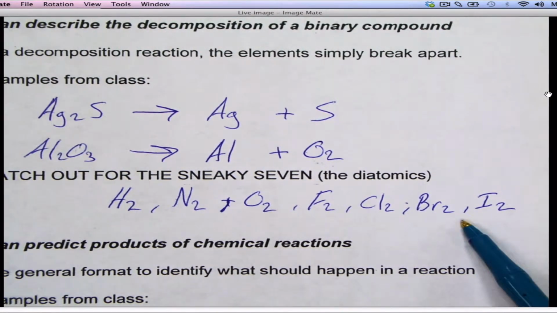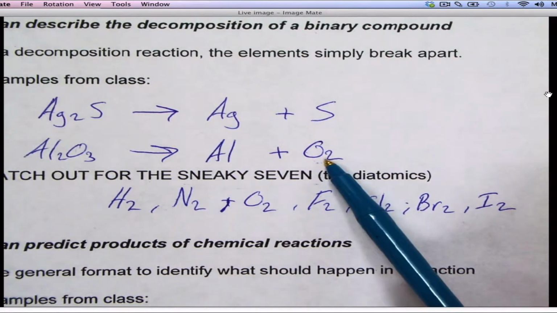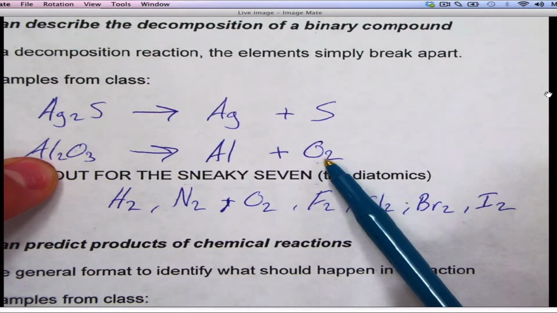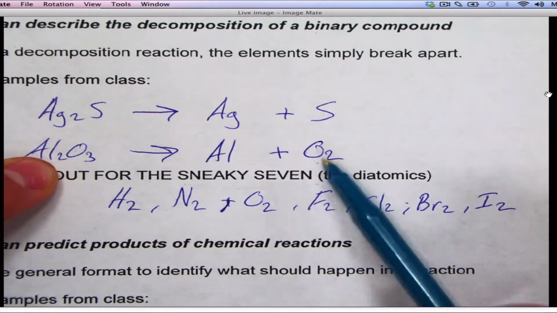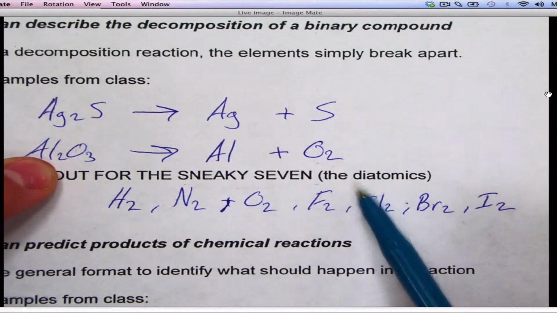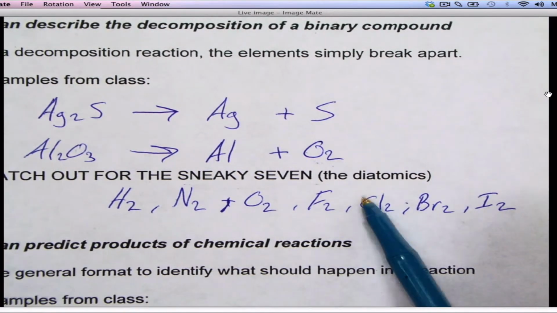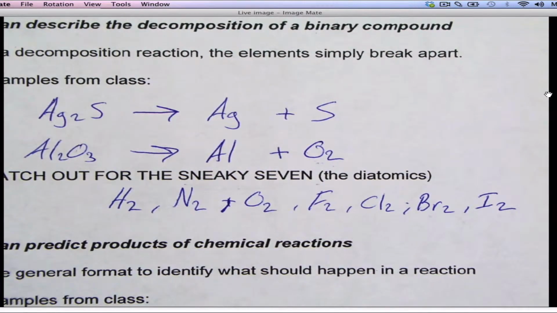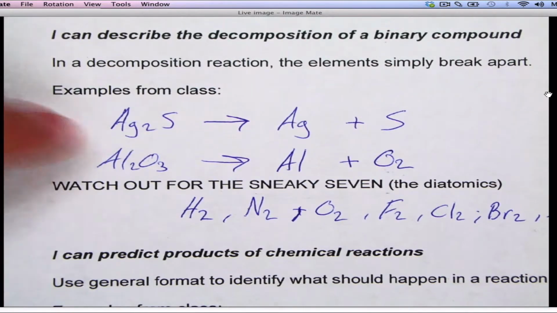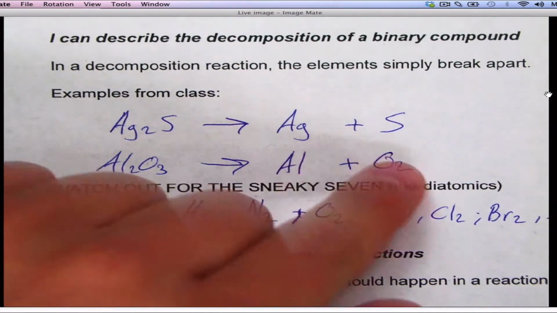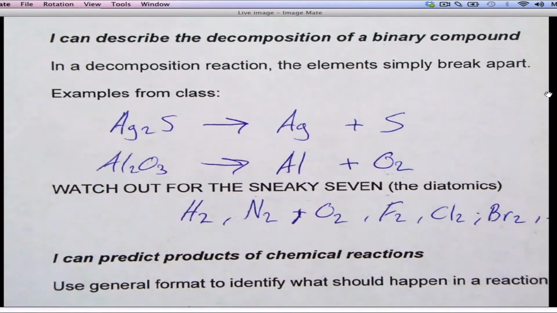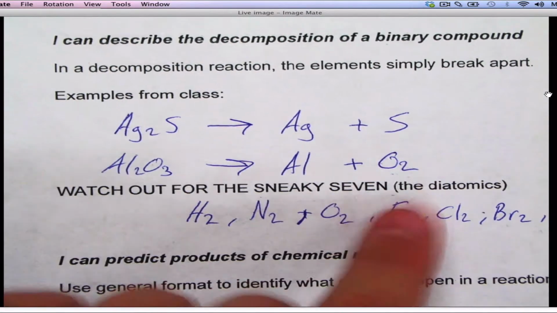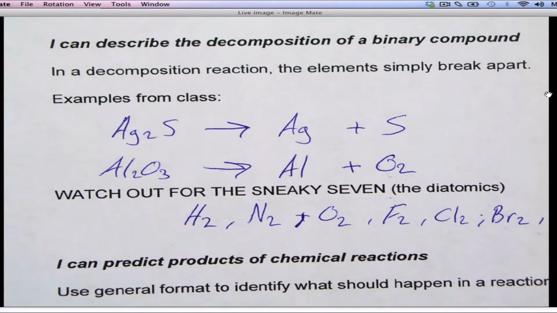When they are by themselves, like this oxygen is, where it's not attached to anything. Okay, notice over here, it's attached to something, so therefore it's not by itself. When it's by itself, they're written as 2. They're called the diatomics, okay, and there's a list of them on your periodic table. So recognize that if these ones are written by themselves, there should be a 2 for a subscript next to them. All right, so there's your decomposition. You start with a compound, you break it into its parts. And all you gotta do is make sure you watch out for your sneaky 7, like oxygen or hydrogen or any one of these 7 down here.